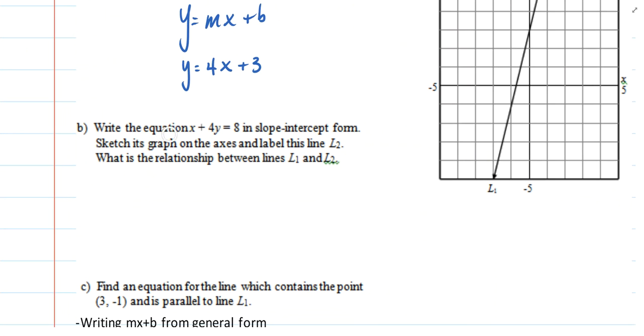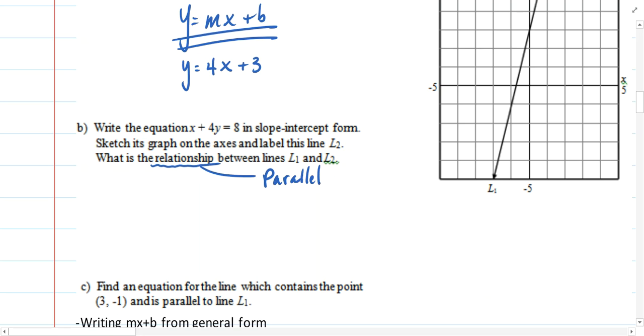Now part B goes on to ask us to write the equation x plus 4y equals 8 in slope-intercept form. So remember, that's this style up here. All we have to do is get the y by itself, or isolate the y. From there, we'll sketch the graph and talk about the relationship between L1 and L2. In this case, when we're asking questions about the relationship, we're essentially asking, are the two lines parallel? Are the two lines perpendicular? Or are the two lines neither perpendicular nor parallel? So that's what we'll answer with that.